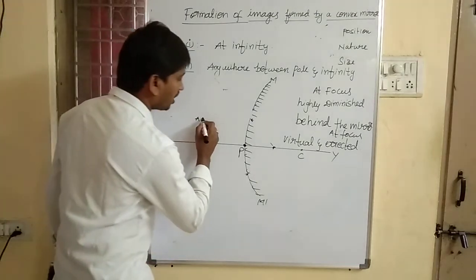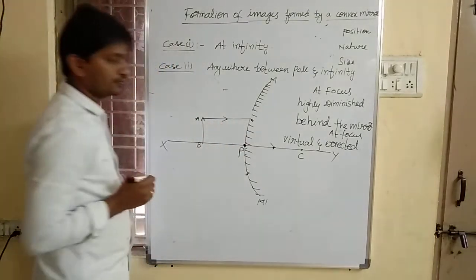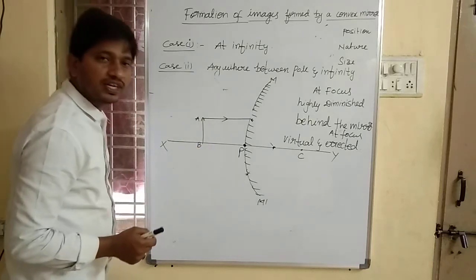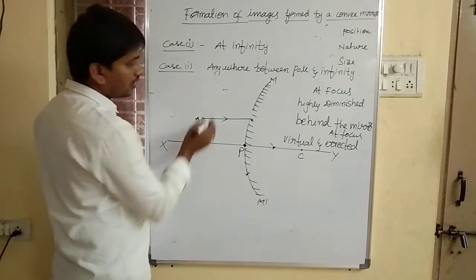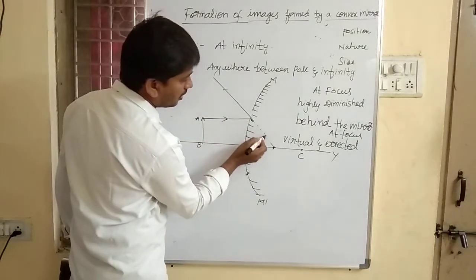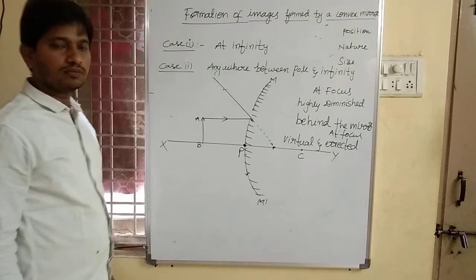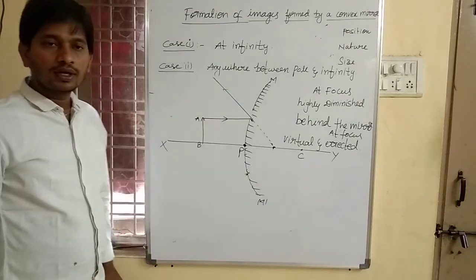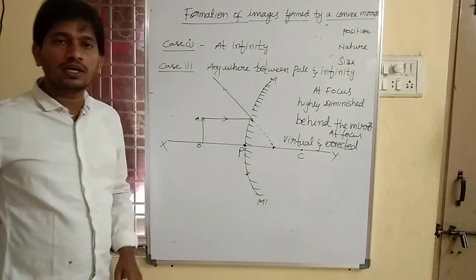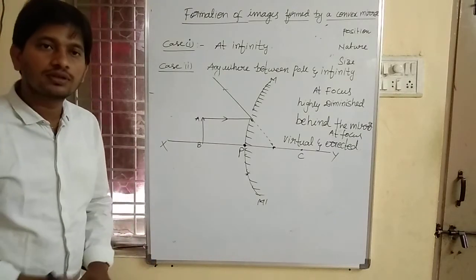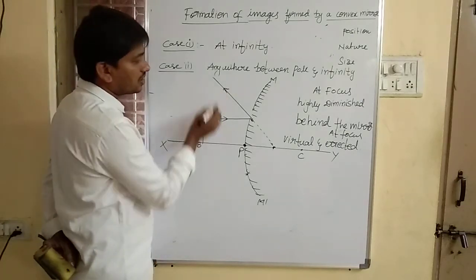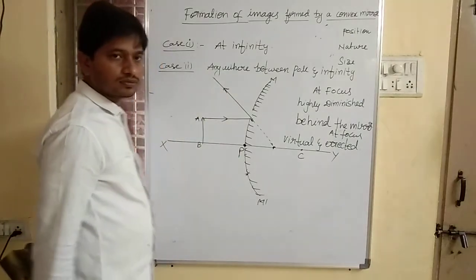Okay, this is my first ray of light, which is parallel to the principal axis of a convex mirror. It appears to be coming from its focus, because according to rule number 1, a ray of light which is parallel to the principal axis of a convex mirror, after reflection, appears to be coming from its focus. This is my first reflected ray.